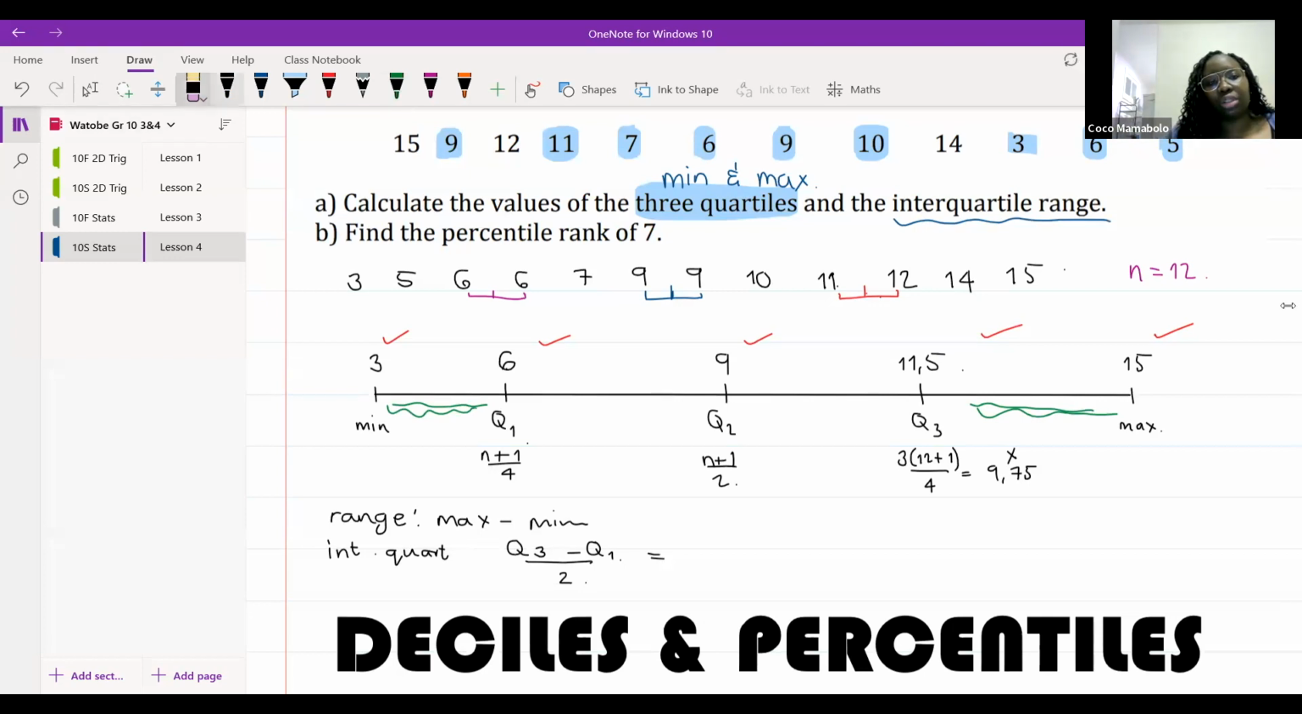So what is my answer going to be, guys? Calculate for me. Q3 is 11,5, good, 11,5 minus Q1, which is 6, over 2. I know that 11,5 minus 6 is 5,5 divided by 2 should equal 2,75. That is our interquartile range. Okay, give me a thumbs up if that makes sense.